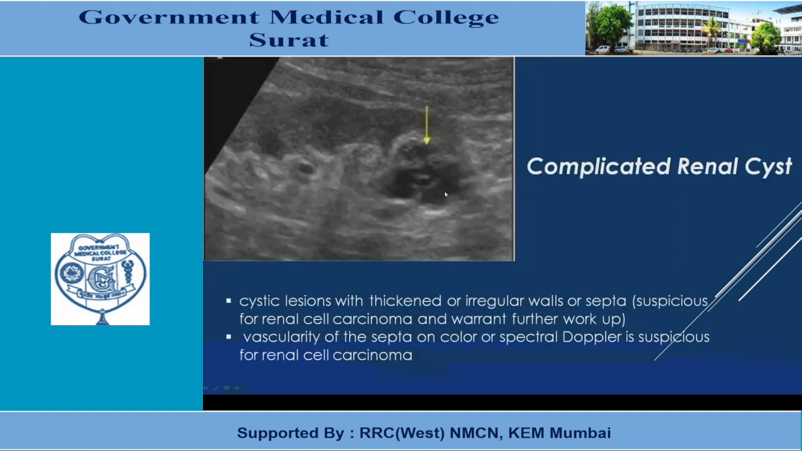This is a complicated renal cyst on the left lower pole, having an irregular margin. You can see that these are internal septas, bright echogenic septas, and a few echoes in it. So it's a complicated renal cyst. It should be further evaluated for underlying malignancy or infective pathology.